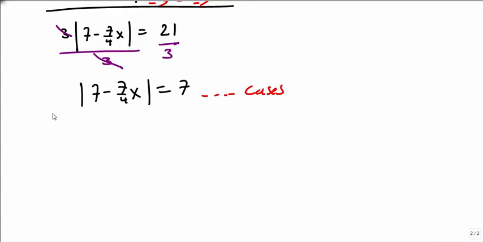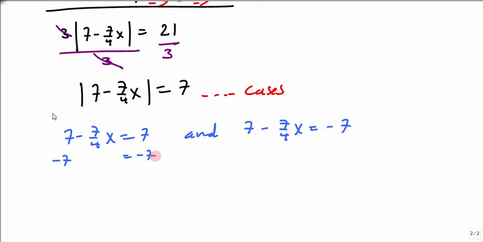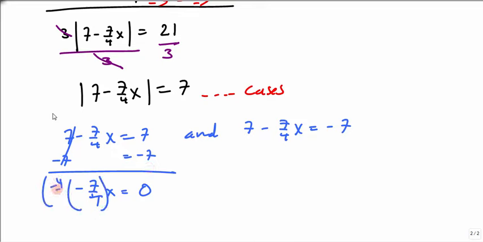Remember, for absolute value, you always have cases. We'll have 7 minus 7/4 x equals 7, and 7 minus 7/4 x equals -7. So I have the positive case and the negative case. So we'd subtract 7 from both sides. -7/4 x equals 0. We'd multiply both sides through by -4/7. Whatever you do to one side, you have to do to the other to maintain that balance. Now over here on the left-hand side, everything cancels, and I'm left with x equals 0.